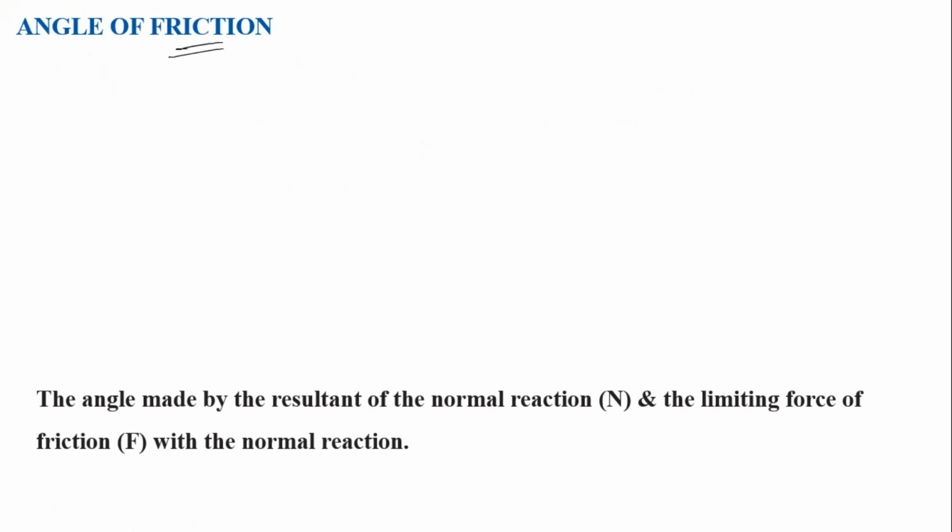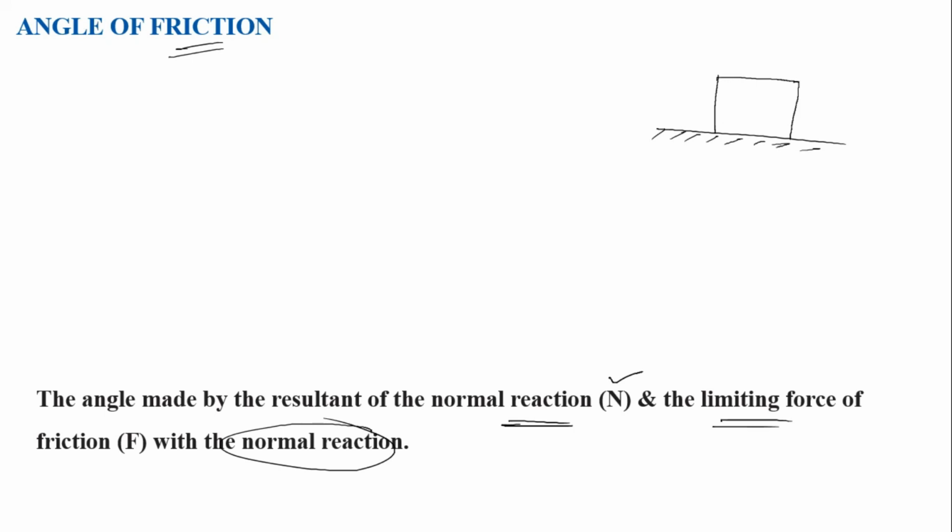The angle of friction is nothing but the angle made by the resultant of the normal reaction and the limiting force of friction with the normal reaction. Say, for example, this is the plane and the body is resting on the plane. W is acting downward and the normal reaction is acting upward. The applied force is acting towards the right side, and the frictional force is acting in the opposite direction.